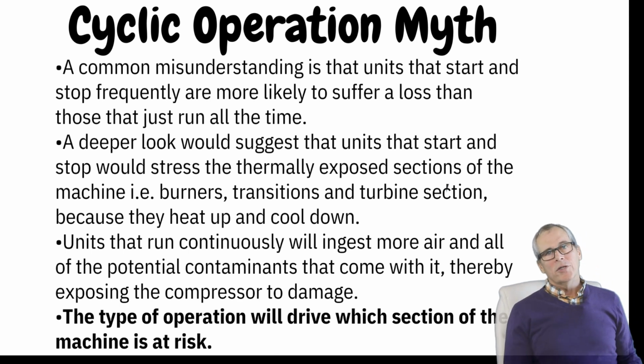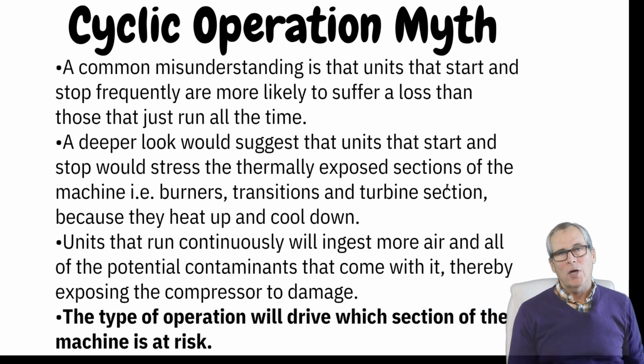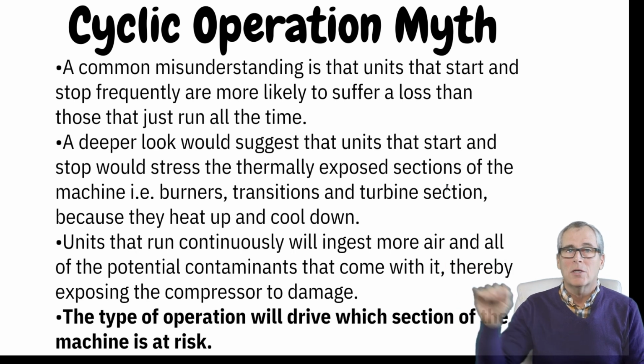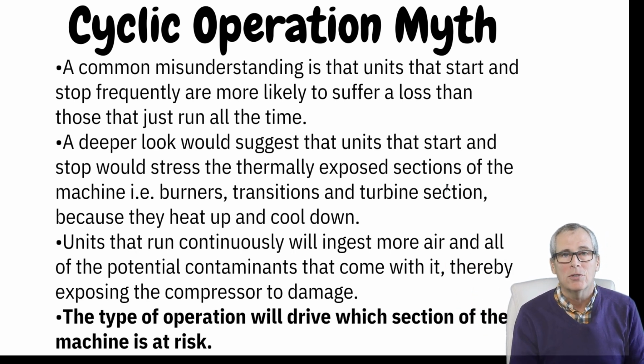There's a common misunderstanding about cyclic operation. I've heard so many engineers say that a machine that operates up and down or that starts and stops many times is going to be more likely to have an event than the machine that just gets up to its normal operating speed and keeps running. The analogy is that the airplane's biggest risks are on takeoffs and landings. There's a different world down here on the ground.